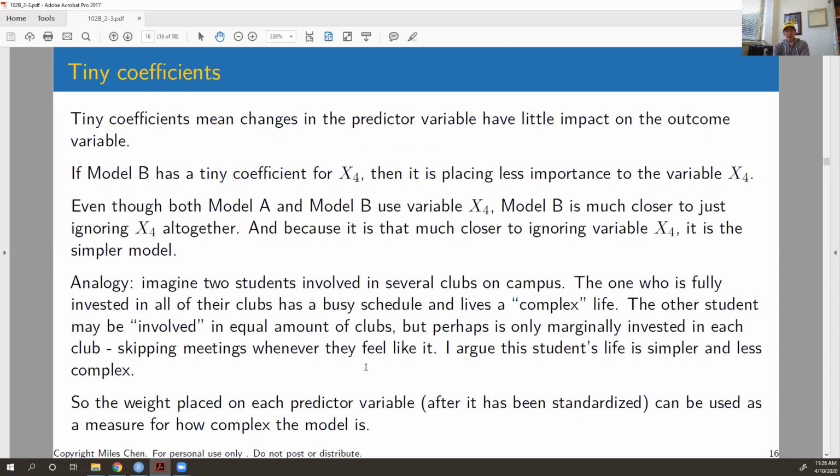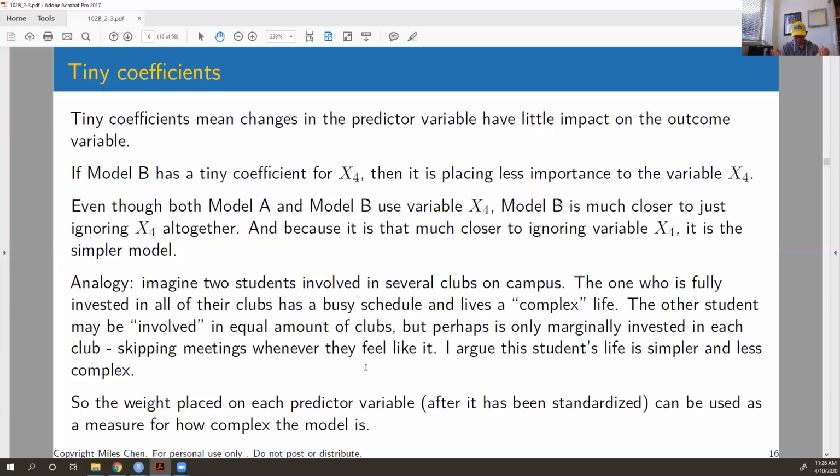So even though model A and model B both include variable x4, model B is a lot closer to just ignoring x4 altogether. And because it's closer to ignoring x4 altogether, I say it's the simpler model. All right, so here's an analogy. Imagine you have two students, and they're both involved in several clubs on campus. Let's say they're both involved in maybe 4 different clubs.